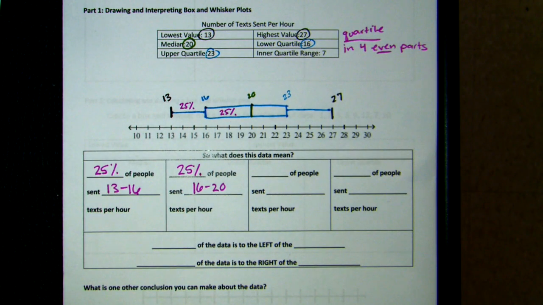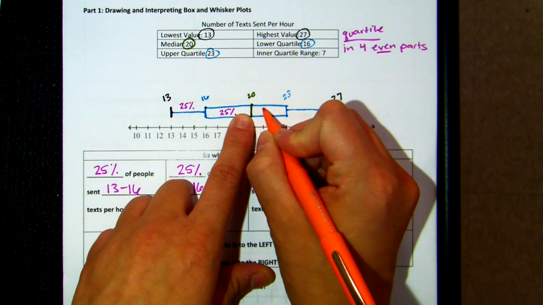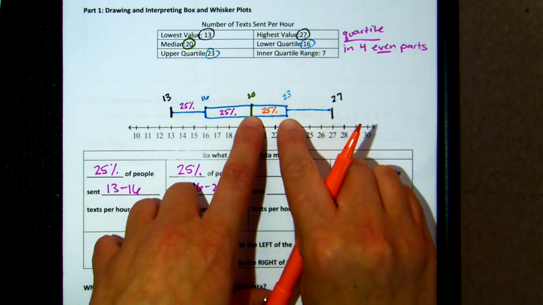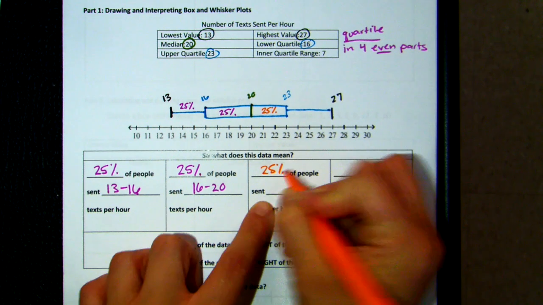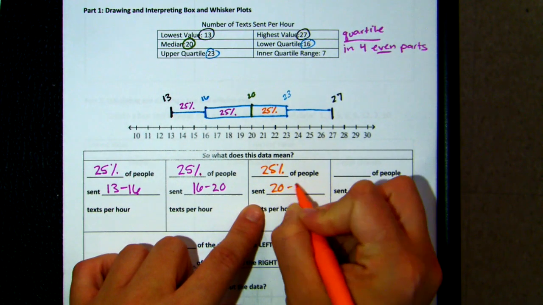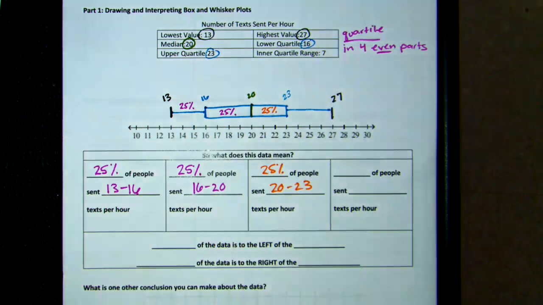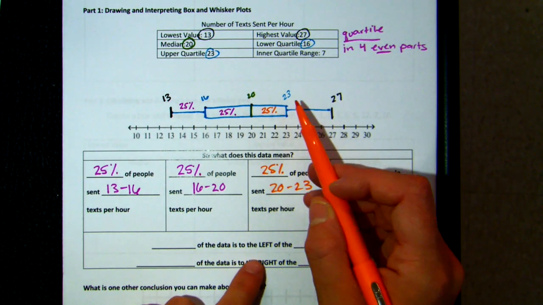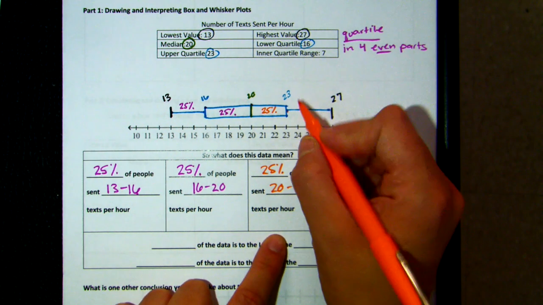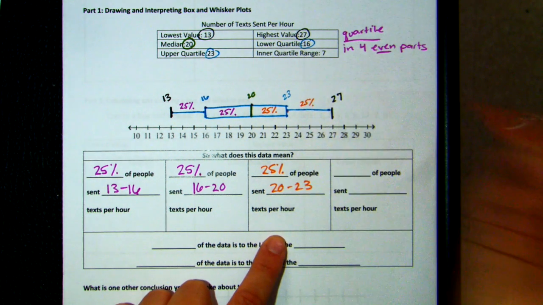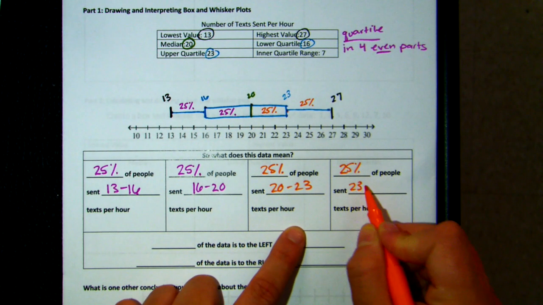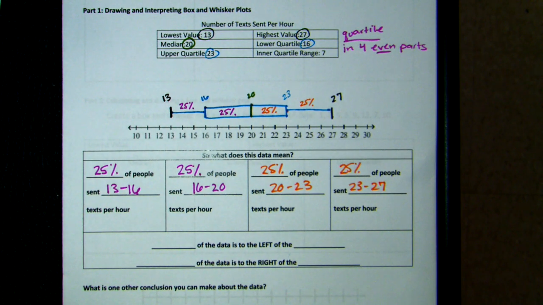Then we get to our median, and from our median to our upper quartile, 25% of the data lies within this range as well. So 25% of people sent between 20 and 23 texts per hour. And then last but not least, from our upper quartile to our highest value, we've got 25% of the data. So 25% of people sent between 23 and 27 texts per hour.